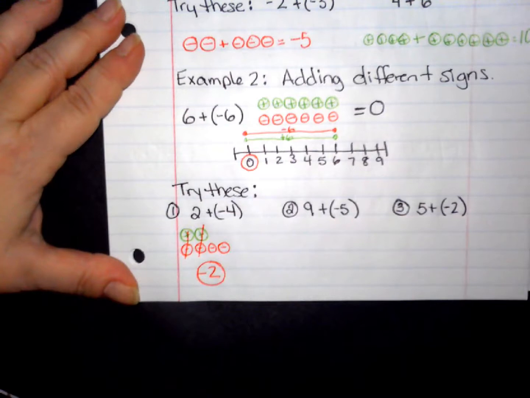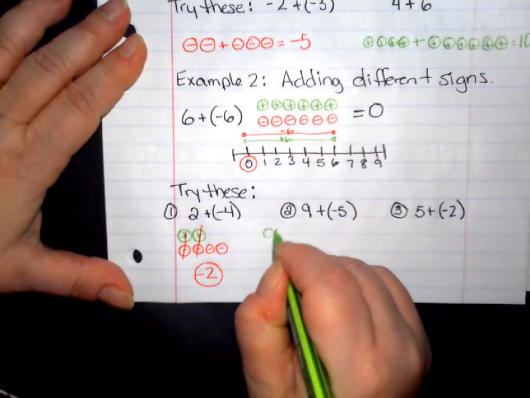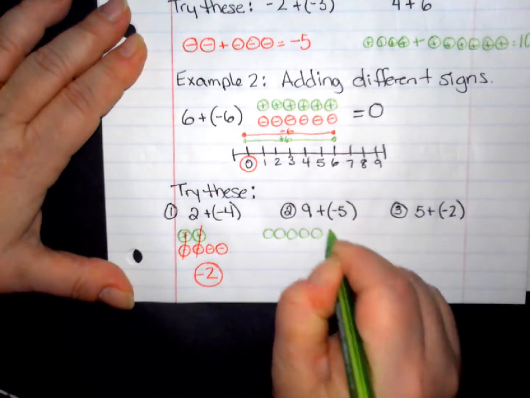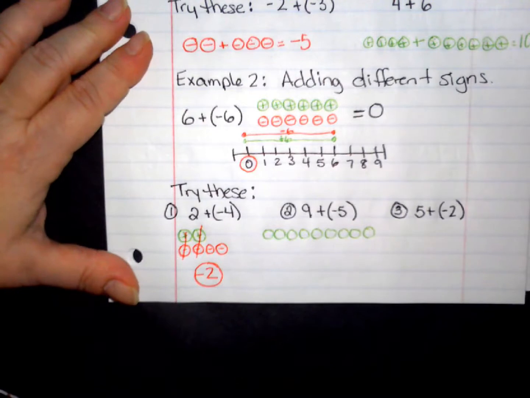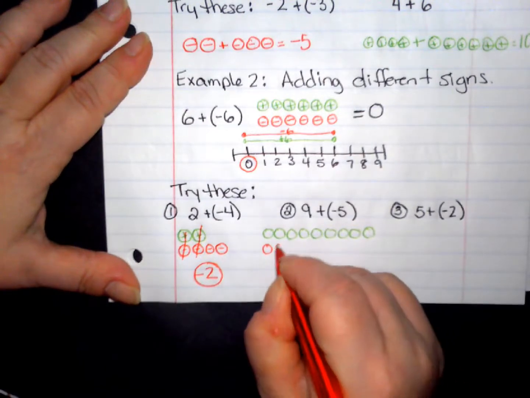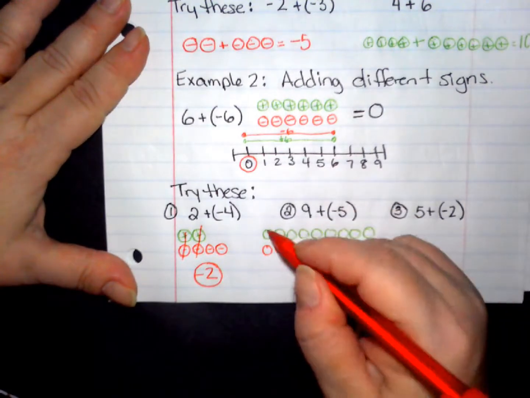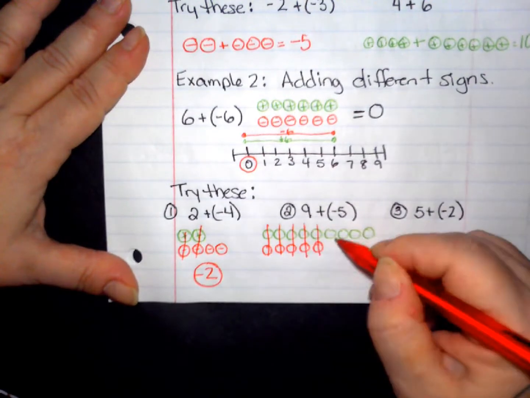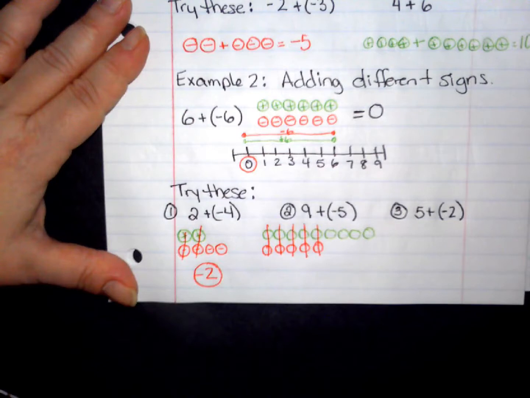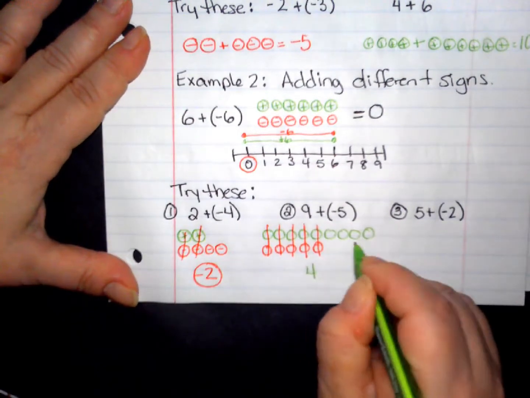Okay, let's do another. 1, 2, 3, 4, 5, 6, 7, 8, 9. Now I have 5 negatives, which are my reds. 1, 2, 3, 4, 5. And just like in the first one, I'm going to cross off my pairs. So positive, negative, positive, negative, positive, negative, positive, negative, positive, negative, positive, no negative. I don't have a pair. So that means my answer is going to be 4 because I have 1, 2, 3, 4 positives that don't have a pair.